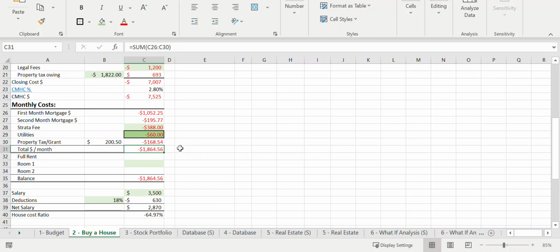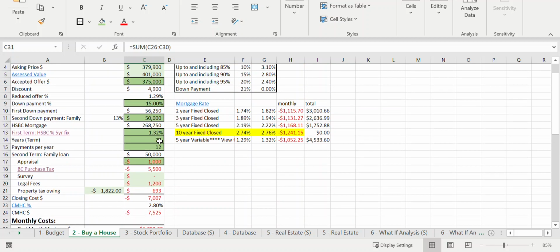So what I've got now is a pretty accurate calculation of how much money it's going to cost me to pay every month, at least at the beginning. Of course, things change. Strata fees go up over time. Mortgage rates can go up over time. Property taxes can go up over time. But in the first month or year, you're looking at approximately $1,864 per month to purchase this property.